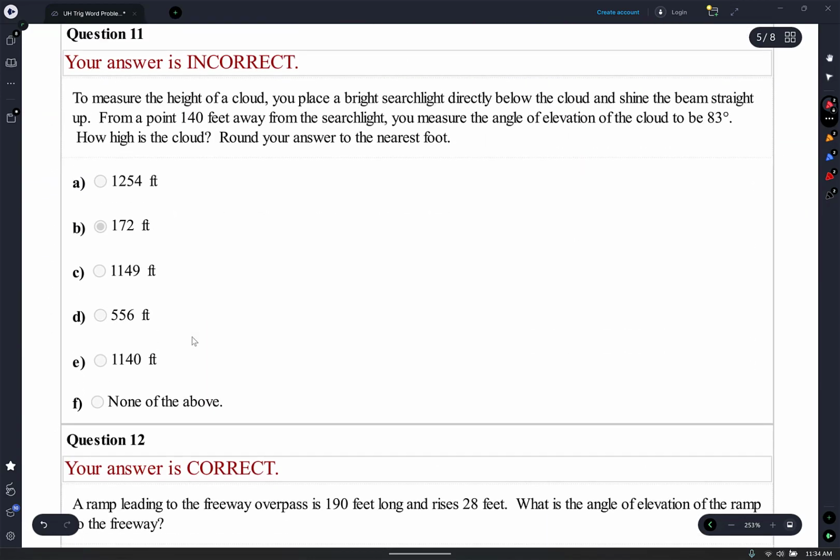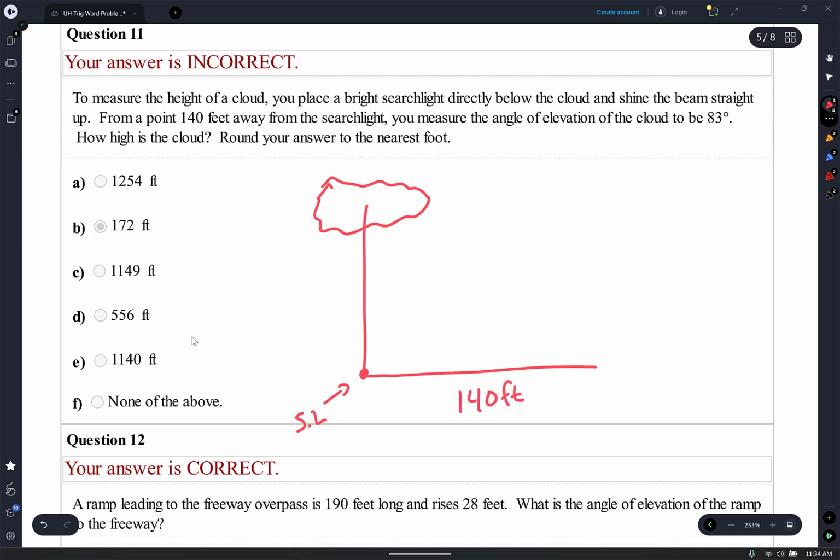Let's go to this one here. To measure the height of a cloud, you place a bright searchlight directly below the cloud and shine the beam straight up. Okay, that sounds fair enough. So here's my cloud, and I put a light here, and this line beams straight up. From a point 140 feet from the searchlight, so this is my searchlight, SL, so I'm 140 feet. You measure the angle of elevation of the cloud to be 83 degrees. Okay, so this is not to scale. That's 83 degrees. How high is the cloud? So they want that distance, x.